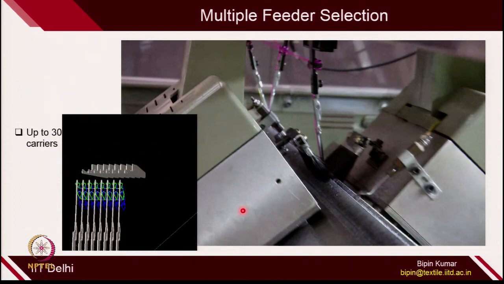again green yarn will be provided. So any course, any feeders can be selected from the left side or right side of the machine depending on the fabric design. So a lot of flexibility will come in the designing aspects using this type of technology, and you can have up to 30 carriers. So you can imagine you can play with 30 different colors of yarn at the same time, and you can give the command to the machine, and the machine will automatically choose the respective color in the respective course, which is shown here.